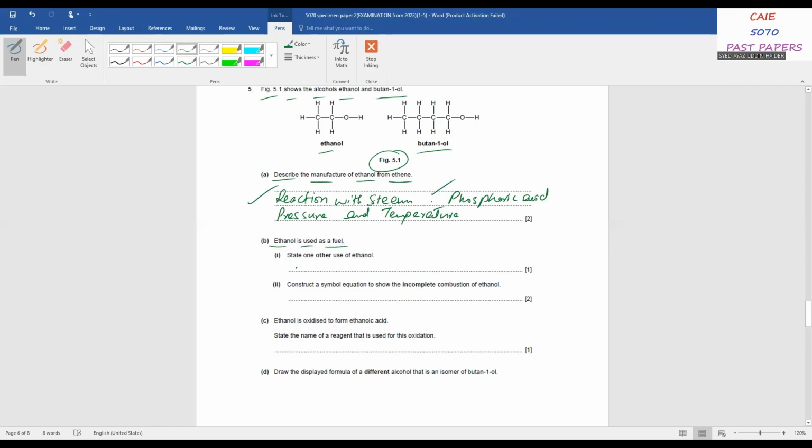Ethanol is used as a fuel. State one other use of ethanol. It's used as a solvent or for making vinegar.